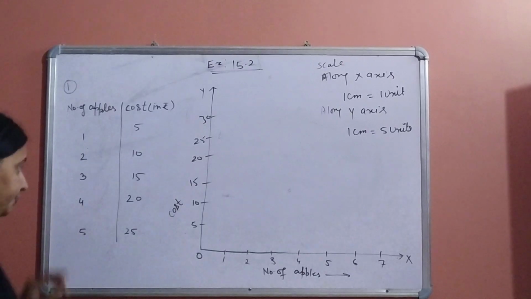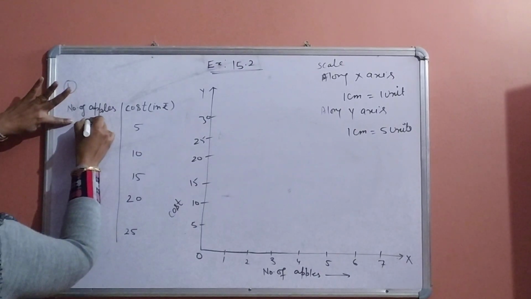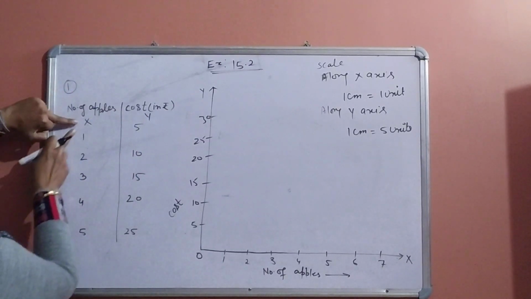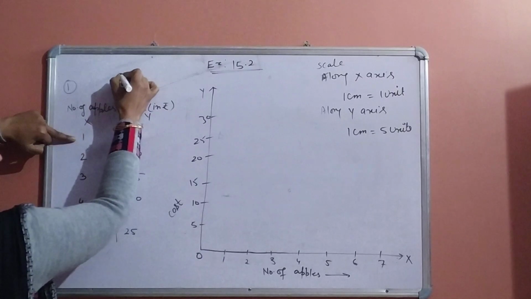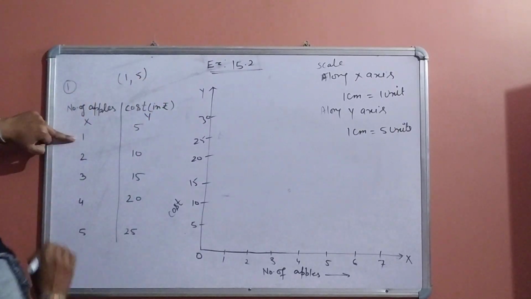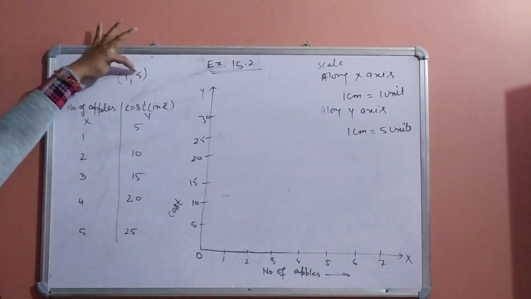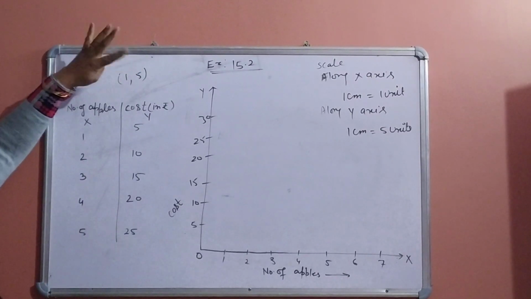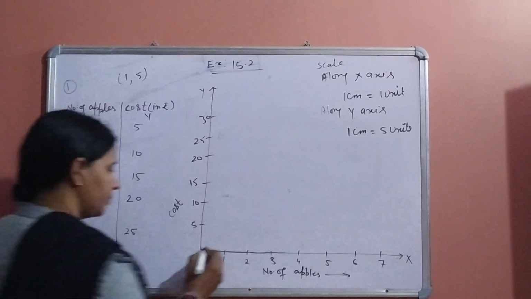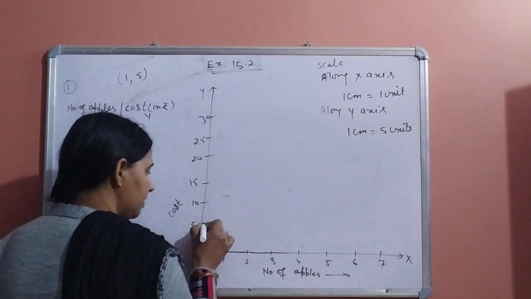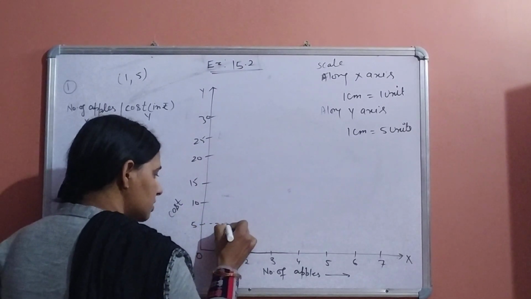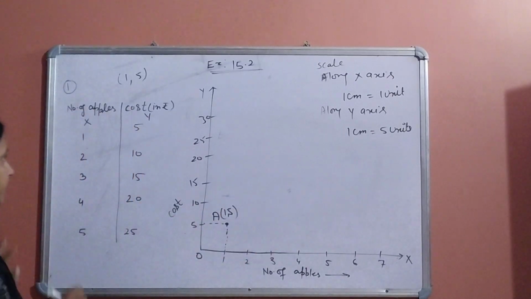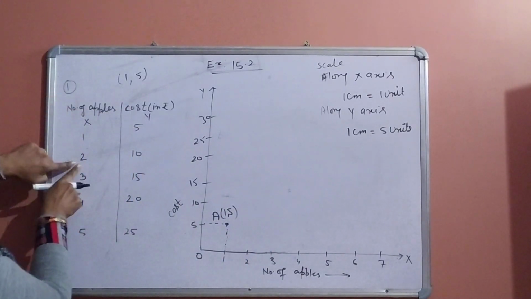Now plot the points. This number of apple we are taking on x-axis and cost on y-axis. So how will you draw a point? When x is 1, y is 5. Means you have to draw a point whose coordinates are 1 and 5. It will touch x-axis at 1 and y-axis at 5. So x is 1 and y is 5. This is point A, and you write coordinates also 1, 5.